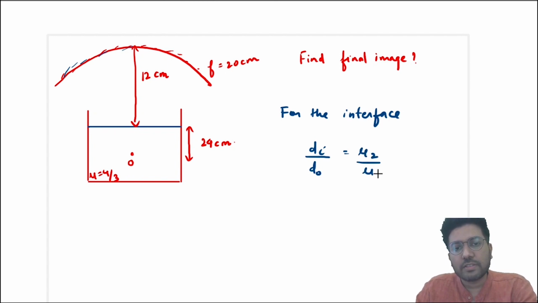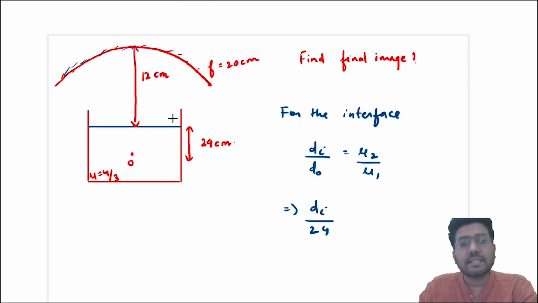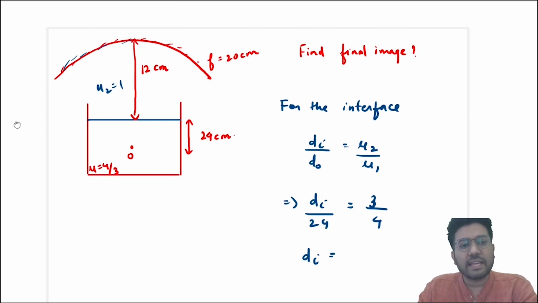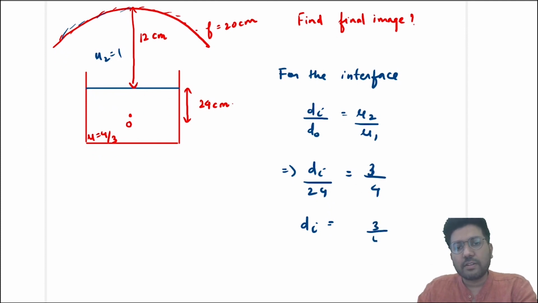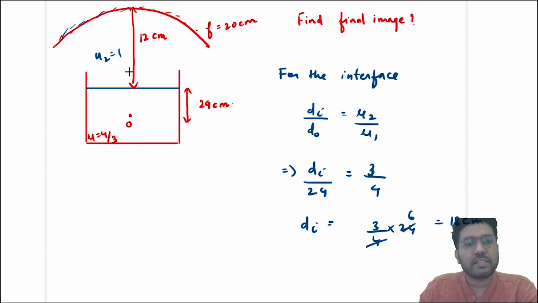di by do is equal to mu2 by mu1. Now do is 24. You have to remember, all distances are measured from the interface. Mu2 is the final refracted light, it means the refracted medium. So mu2 is 1, and mu1 is 4 by 3. So I'll write 1 divided by 4 by 3, so that becomes 3 by 4. From this I will get the value of di as 3 by 4 into 24, which comes out to be 18 centimeter. So that means the image is formed upwards at a distance of 18 centimeter.